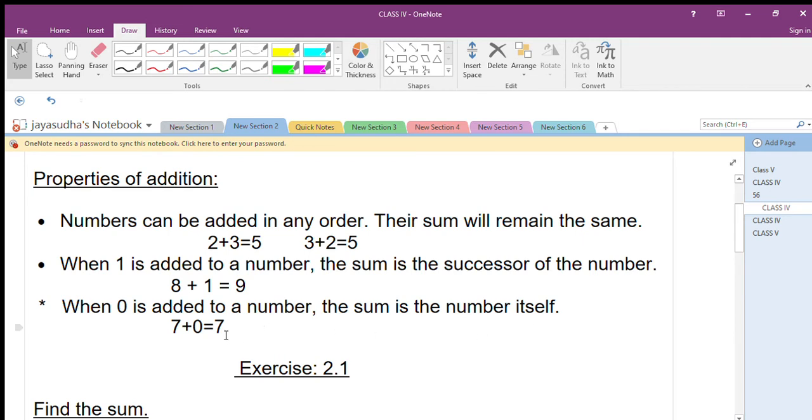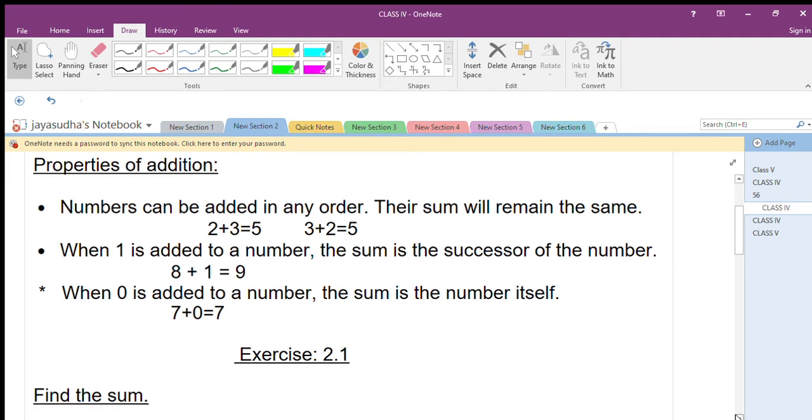Then the third property: when 0 is added to a number, the sum is the number itself. Listen carefully. Any number you add with 0, you get the same number as the answer. Are you okay? When 0 is added to a number, the sum is the number itself. Remember these three properties in your mind. This is useful to you further when you add the sums. Okay. Now, move on to the exercise.